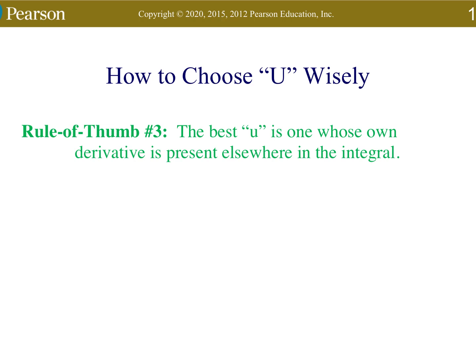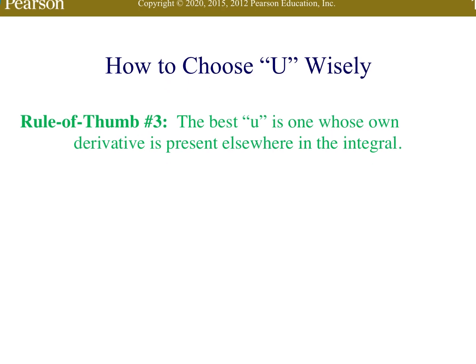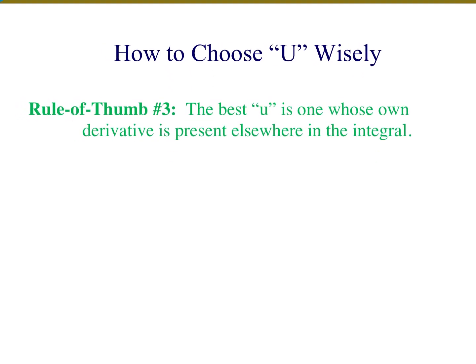So our third rule of thumb is another situation. So we've got the rule of thumb of looking for parentheses. We have the rule of thumb of looking for multiplication, or it could be division too. Keep that in mind. But the third rule of thumb is when you've got two kinds of functions sort of mixed together. Often one of them is the derivative of the other. There's a relationship between those. And so your u is going to be the one that's not the derivative. So let me show you what I mean.